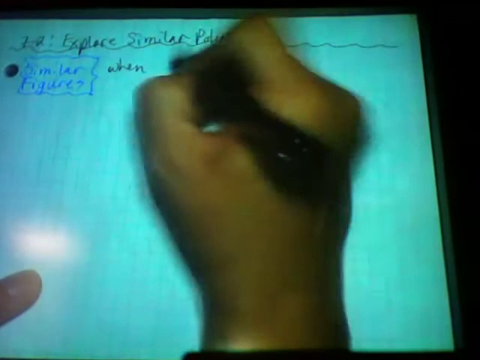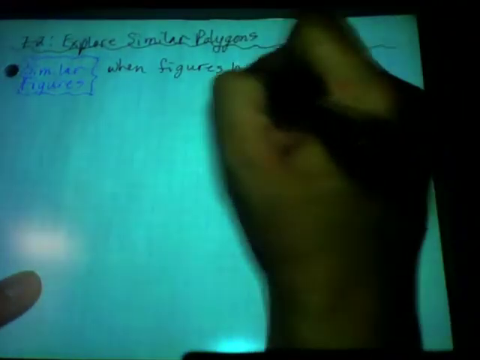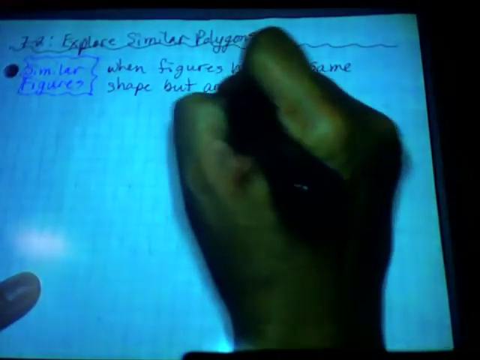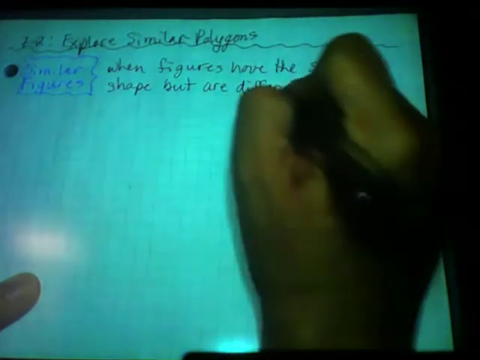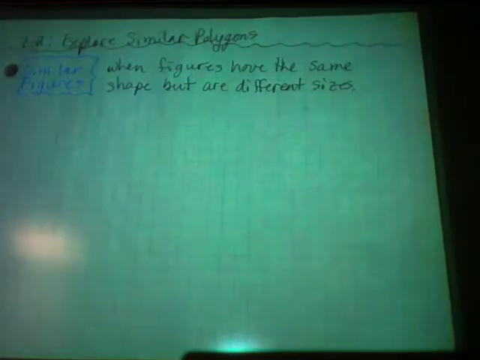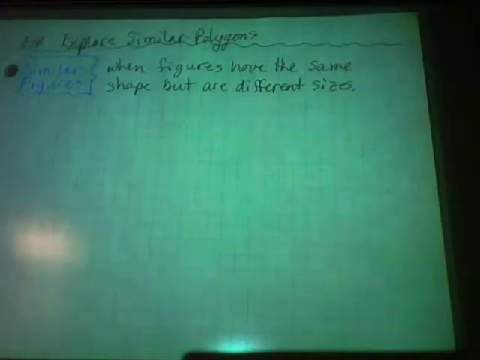So similar figures occur when figures have the same shape but are different sizes. This occurs with a dilation. So a dilation is one of your transformations that will blow something up bigger, but a dilation also means in mathematics that we can shrink something down and make it smaller.